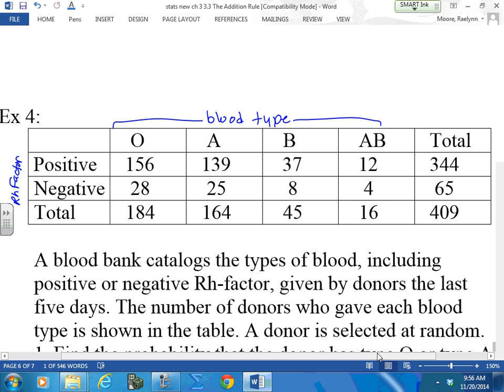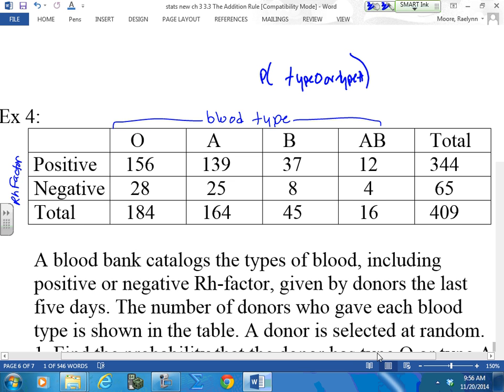Well, it's kind of hard to ask this way. The blood types are mutually exclusive, and the Rh negatives and positives are mutually exclusive. You can't be a positive and a negative at the same time. You can't have more than one blood type either. But you can be an Rh positive and be one of the other bloods. So you have to be careful with this. Find the probability that a blood donor has type O or type A.